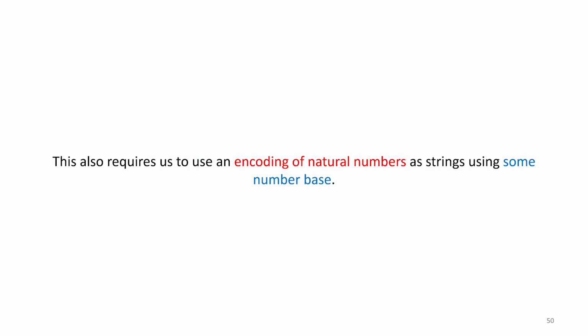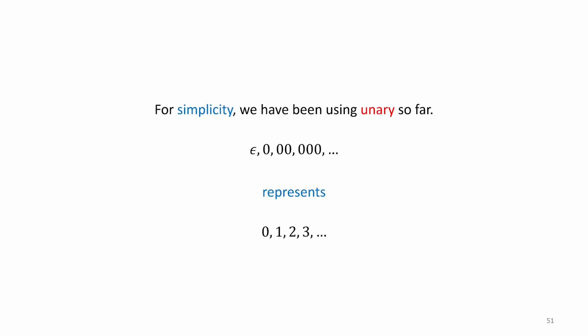Another thing we're going to need if we want to compute mathematical functions is to encode numbers in some way. Technically, our Turing machine and our language membership problem are defined in terms of strings. We've been talking about strings, not numbers. We can, of course, encode numbers as strings, but we do that using some base. For simplicity, we've been using unary, where we use the empty string to represent 0, one 0 to represent 1, two zeros to represent 2, and so on.